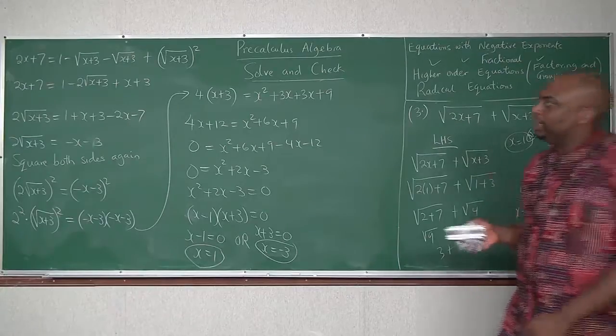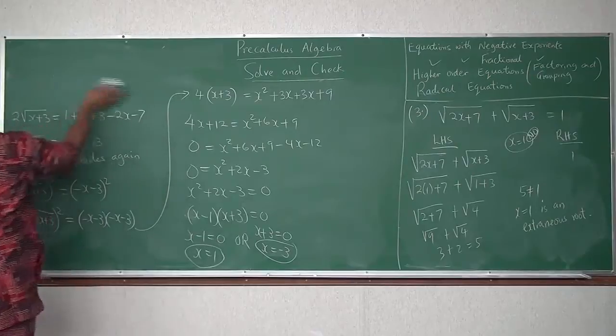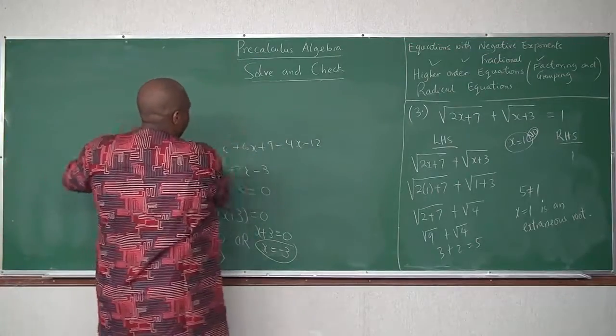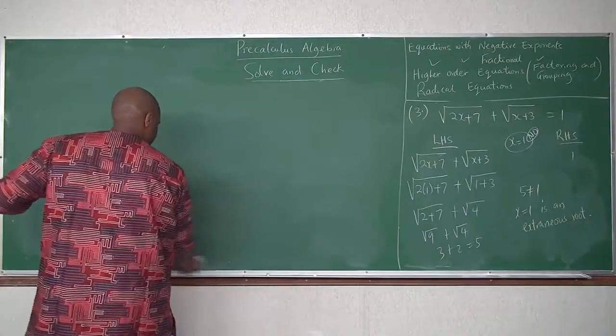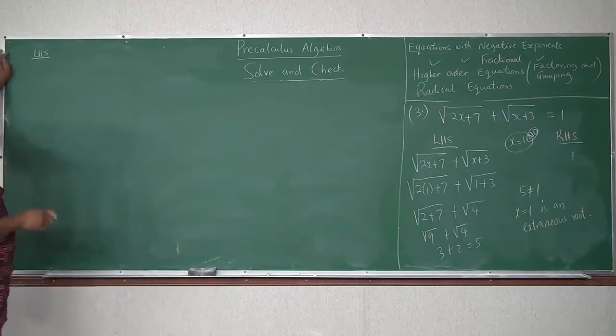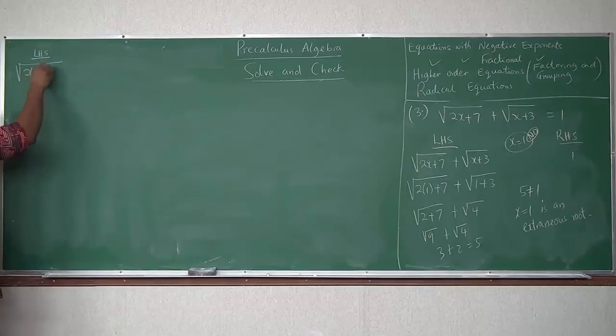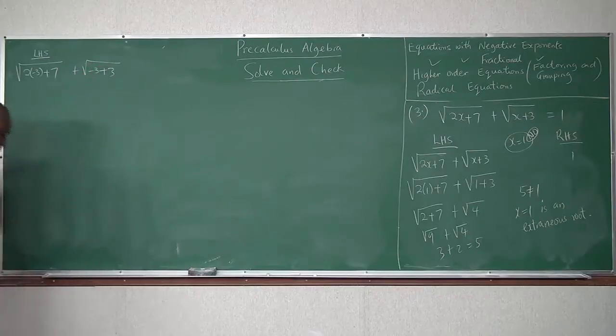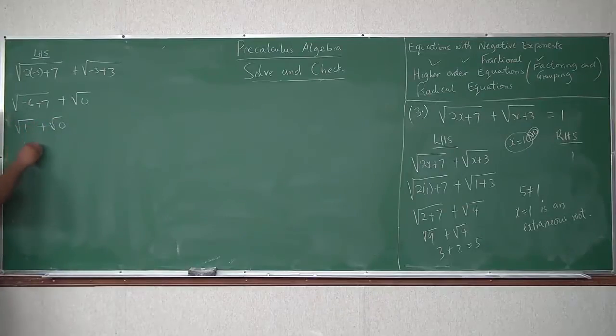Okay, let's check for x equal to negative 3. So left-hand side, right-hand side is 1. So this will be square root of 2 times negative 3 plus 7 plus square root of negative 3 plus 3. So this will be square root of negative 6 plus 7 plus square root of 0. This is square root of 1 plus square root of 0. 1 plus 0, which is 1. So we now say that x equal to negative 3 is the solution.